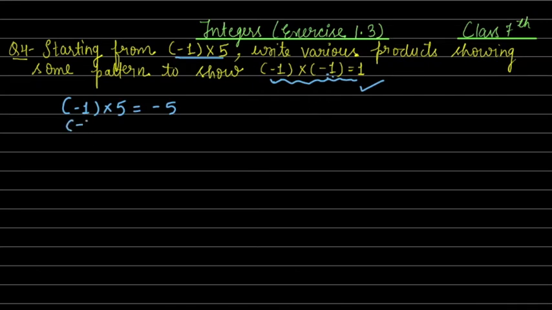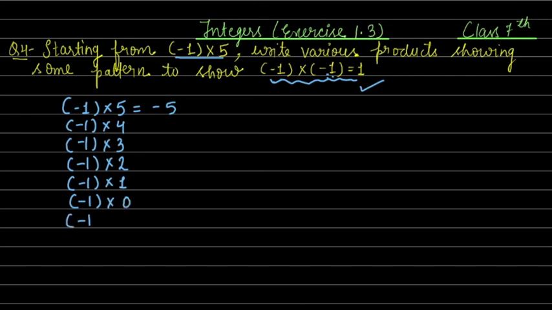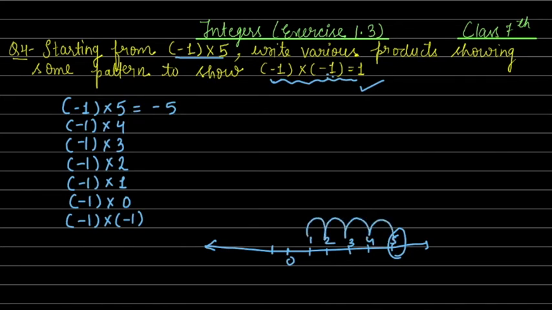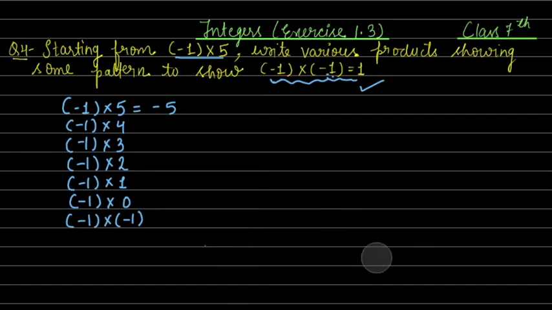So what can be next? -1 into 4, then -1 into 3. If you say I am going in a decreasing order here, then -1 into 2, -1 into 1, then -1 into 0, and then -1 into -1. Right? If I draw a number line, so if you have a 0 here, 1, 2, 3, 4, 5. This is -1, 1, 2, 3, 4, 5. So we have started from here, -1, 5. Then I have come on 4, 3, 2, 1, 0, and this is our -1. So this is how we have done this pattern. Now we will solve it and we will conclude the result.